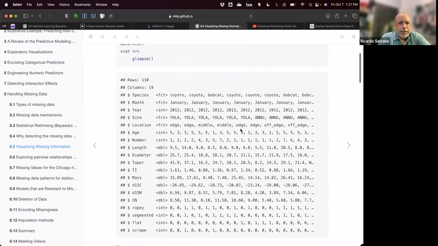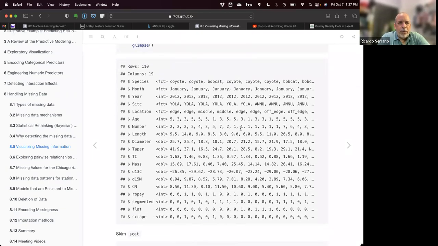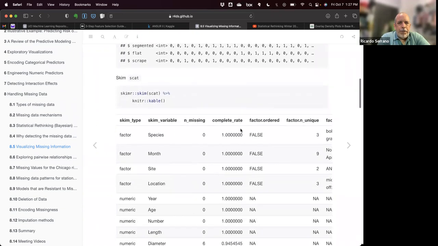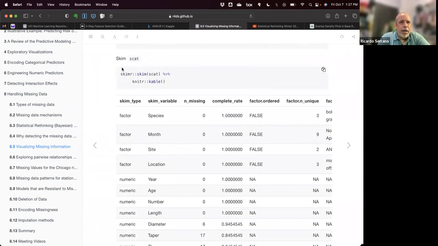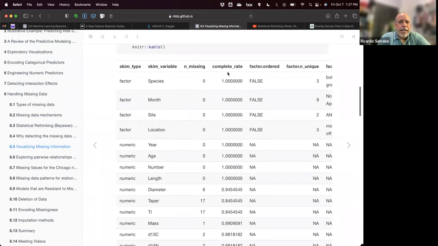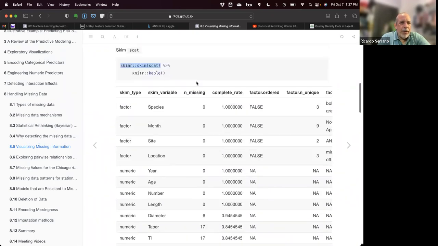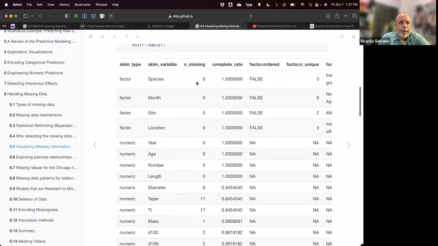And you have a lot of data from the droppings of each particular species. So this is basically a glimpse of the variables. This is also a skim. I use this function a lot, skim from the skimr package, because it gives me, right off the bat, the complete rate and the number of missing values. And also it gives me, it's not showing here, the total observations. So I can get a first look at how many missing values I have.